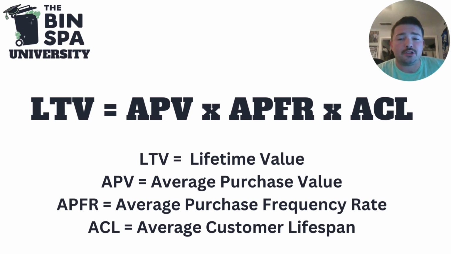So going right into it, lifetime value. How do we calculate it? This is the standard way you'll see all over the internet. It's pretty simple. APV is the average purchase value. Multiply that by the average purchase frequency rate. And then finally, you take that over the average customer lifespan. Pretty simple. We're going to break that down, and then we're going to take that into the bin industry specifically and show how I like to look at this equation just a little bit differently.